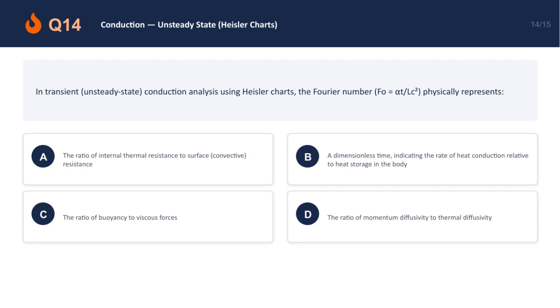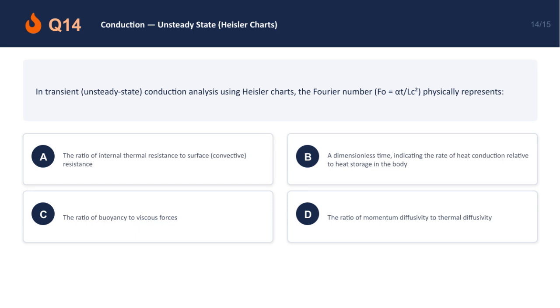It's important to note that the Fourier number is not about the ratio of internal thermal resistance to surface resistance. That's actually the Biot number. So, essentially, when you see the Fourier number, think about the time aspect of heat conduction relative to energy storage inside the body.